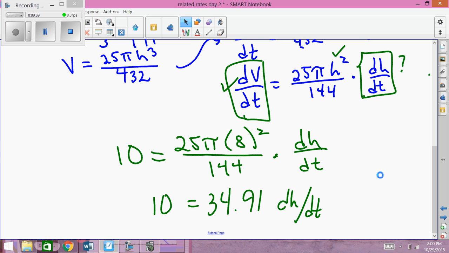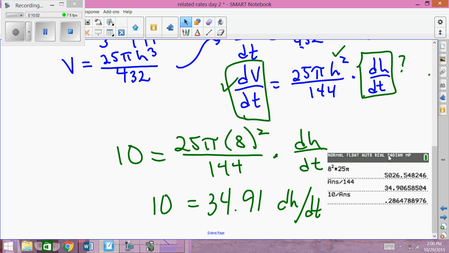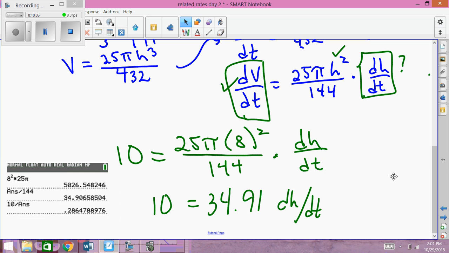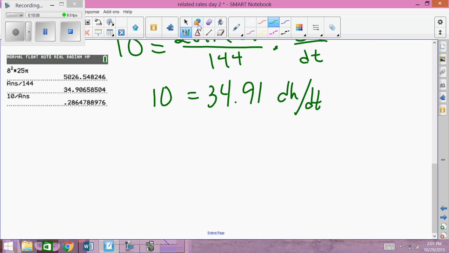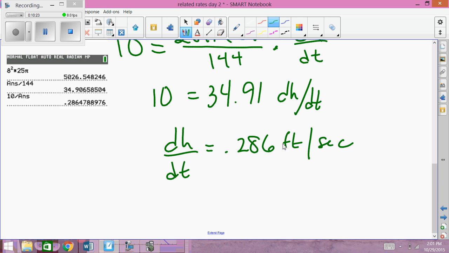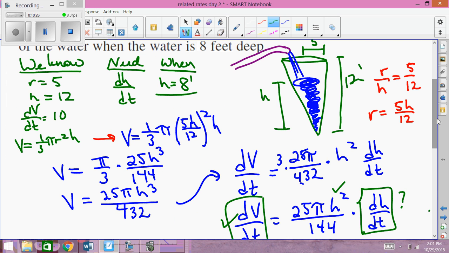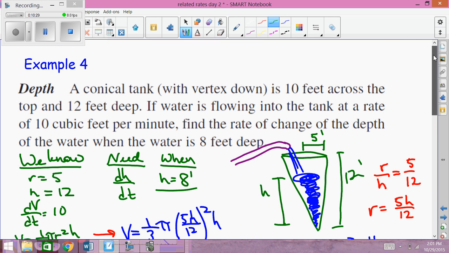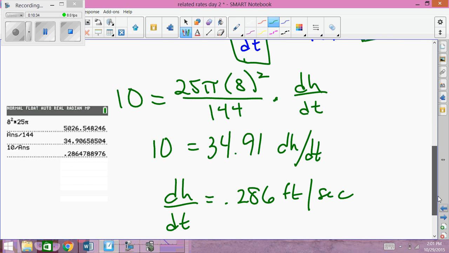So what does that mean? The height is increasing at a rate of 0.286 feet per second. If we go back to the problem, we want to know how quickly the water is increasing. Oh, and I'm sorry, it's not per second, it's per minute.